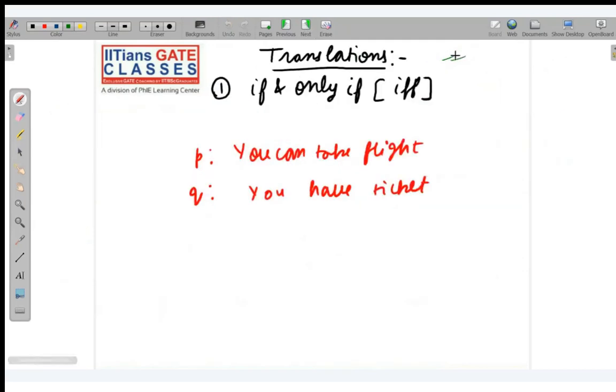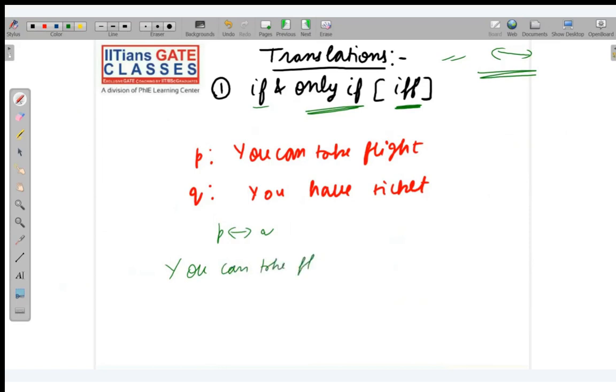So now I'm going to give you translations for double implication. So the first translation is if and only if, and we call it IFF also. IFF or if and only if, the same thing. So I will say: you can take flight, you have ticket. P and Q is this. So P double implication to Q. What will you say in English? You will say, you can take flight if and only if you have ticket.